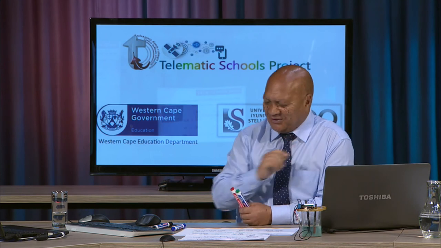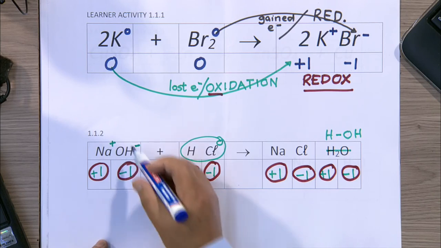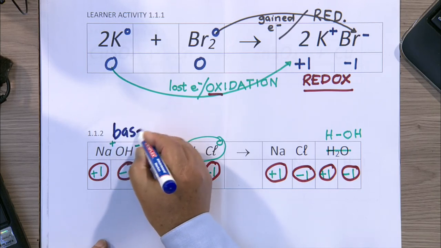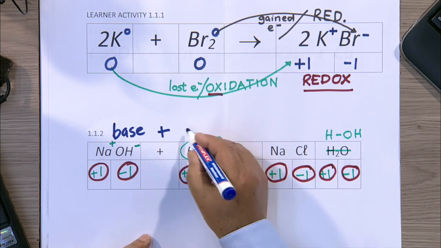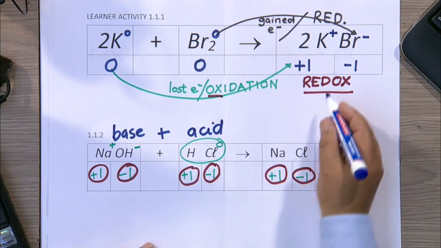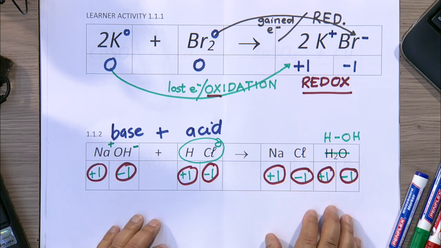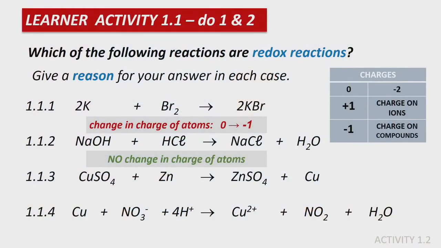Let's quickly see how that happened. Sodium hydroxide, if you don't know, is a base. And hydrochloric acid is an acid. That means it's an acid and a base reaction and not a redox reaction. Let's look at my screen again. Therefore, I say there was no change in the charge of the atoms, and therefore it's not a redox reaction, but an acid and a base reaction.